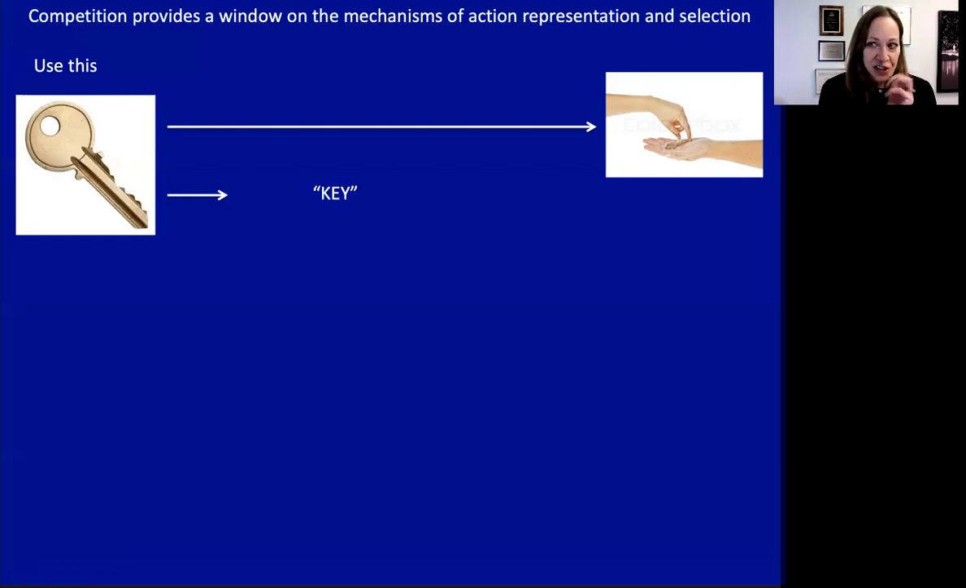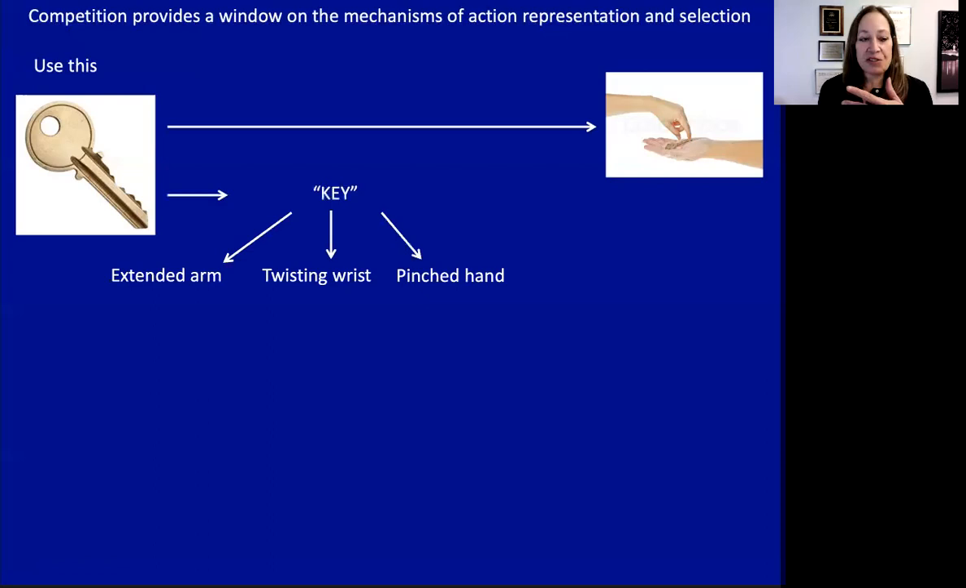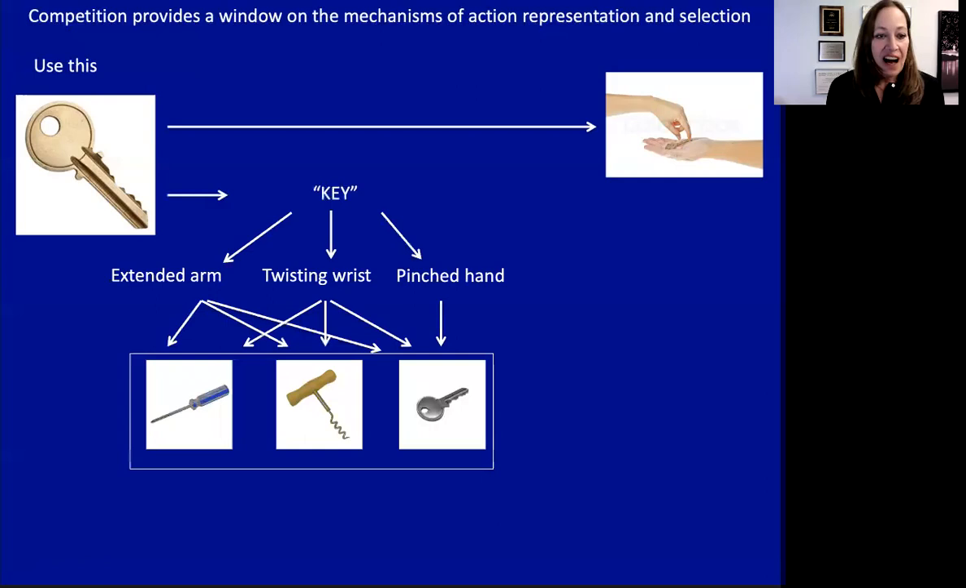Now, we hypothesize that when you think about a key, part of what's entailed is that you activate the action features that are associated with keys. And those might include an extended arm, a twisting wrist, a pinched hand. And moreover, that there are other objects that are also associated with an extended arm, a twisting wrist, and or a pinched hand.